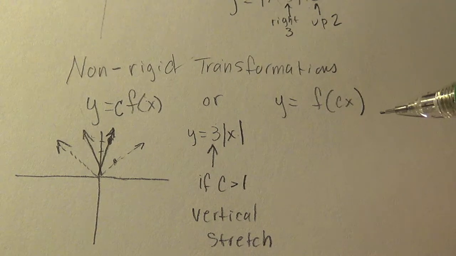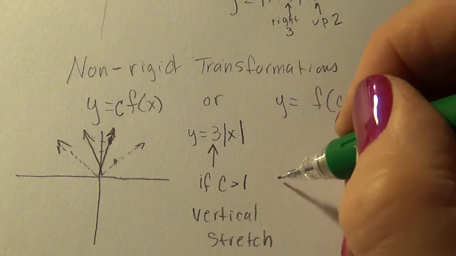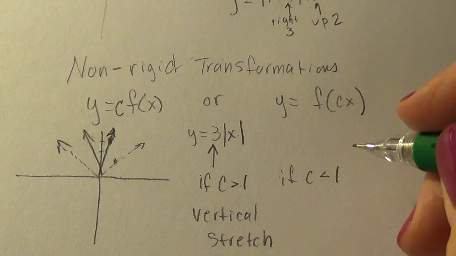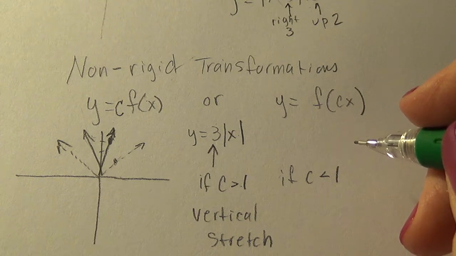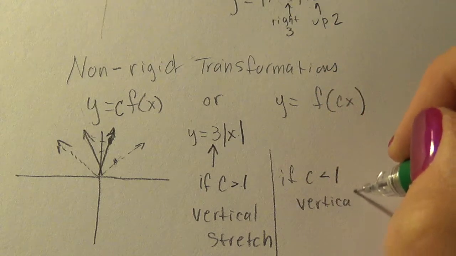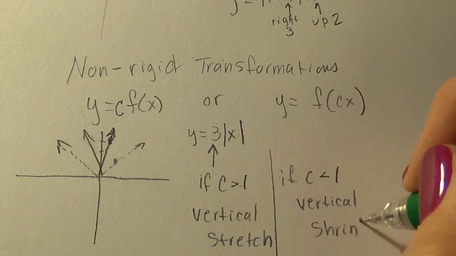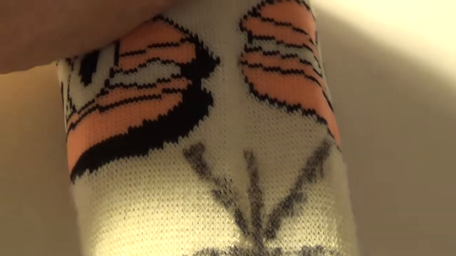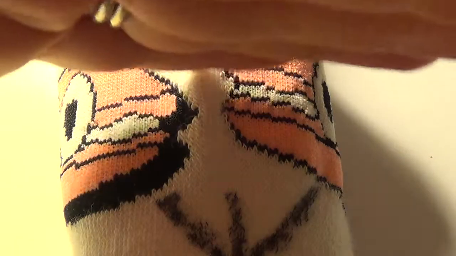All right, now what if c is less than 1? Then we have a vertical shrink. The way I can demonstrate a vertical shrink is I can start it like this and shrink in the vertical direction. So I'm going to take it and squish it in vertically.